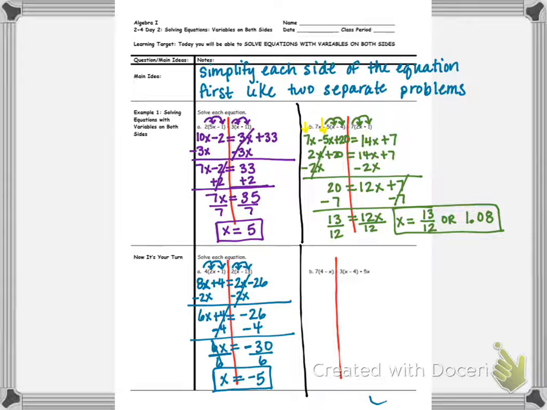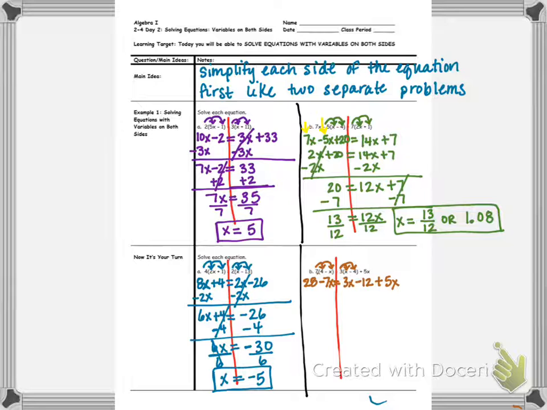So what I want to do is distribute. So I want to do 7 times 4, 7 times negative x. 7 times 4 is 28. 7 times negative x is negative 7x. Equals, now I'm going to distribute on my right-hand side. 3 times x is 3x. 3 times negative 4 is negative 12. And then I'm just going to bring down that plus 5x.